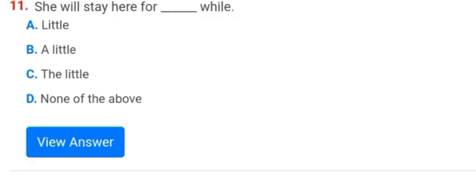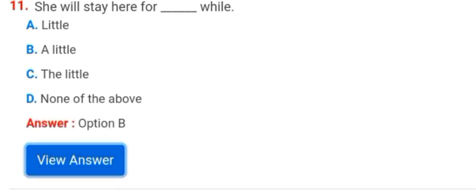Question number 11. She will stay here for dash while. A: little, B: a little, C: the little, D: none of the above. Correct answer: option B, a little. She will stay here for a little while.